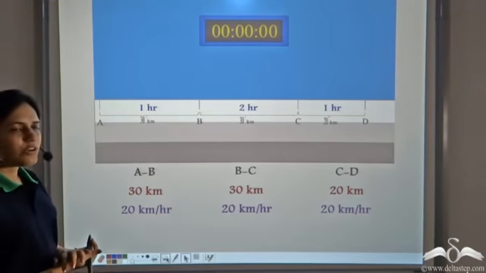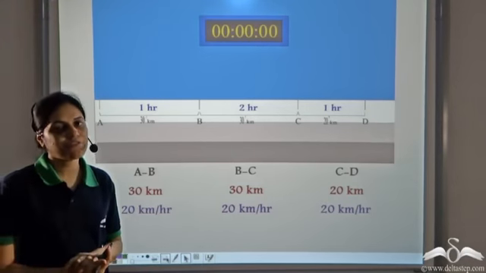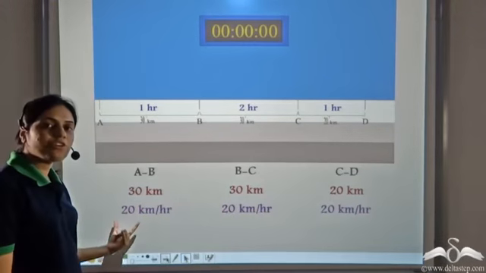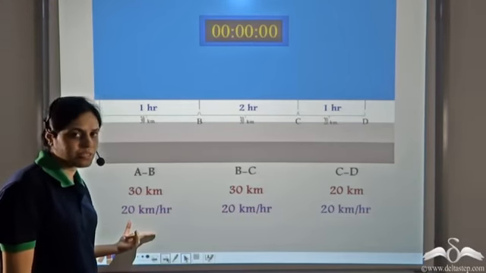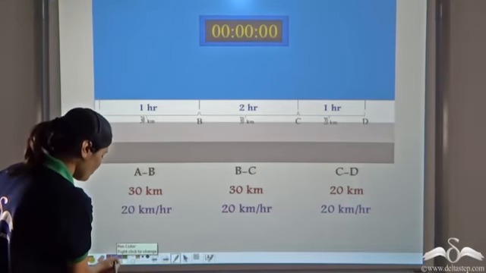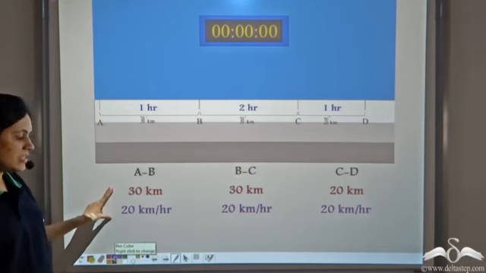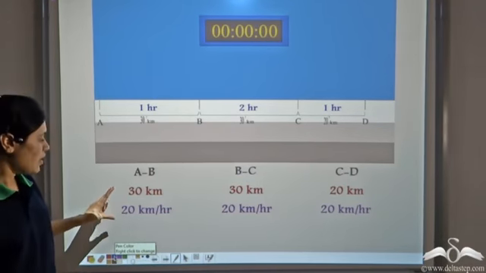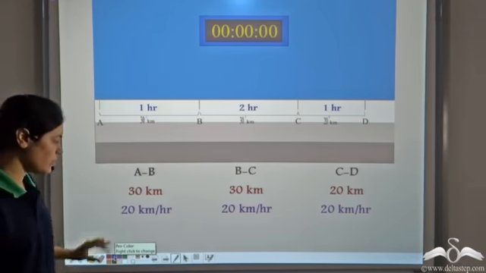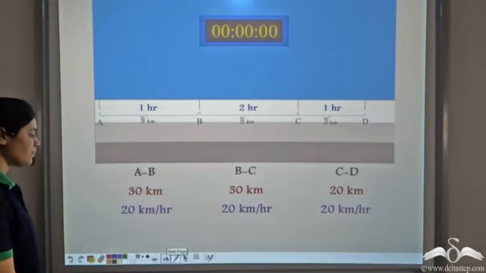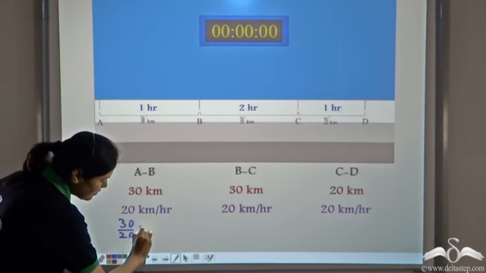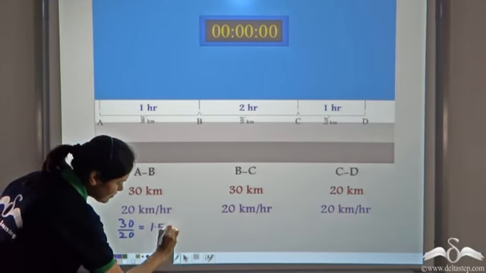So let us see what would happen if Jerry would actually have traveled with his average speed throughout the journey. That is, Jerry would have traveled with the average speed of 20 km per hour and covered the same distance. So for covering 30 kilometers at 20 km per hour in the stretch A to B, time taken would be distance by speed, which is 1.5 hours.